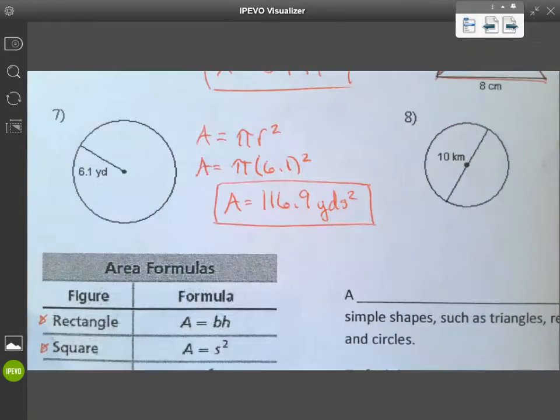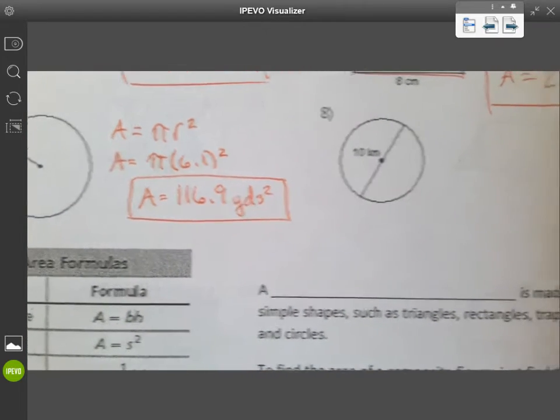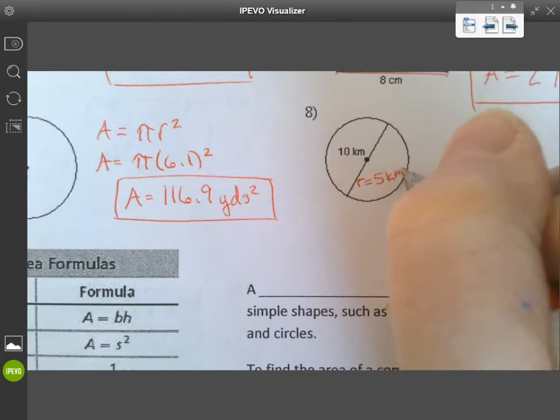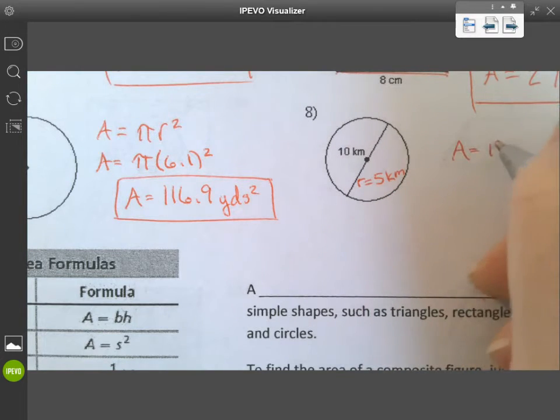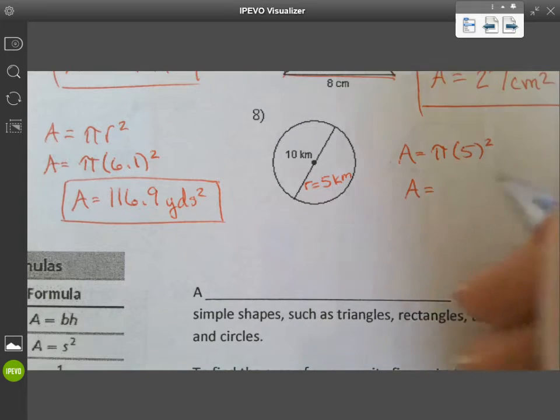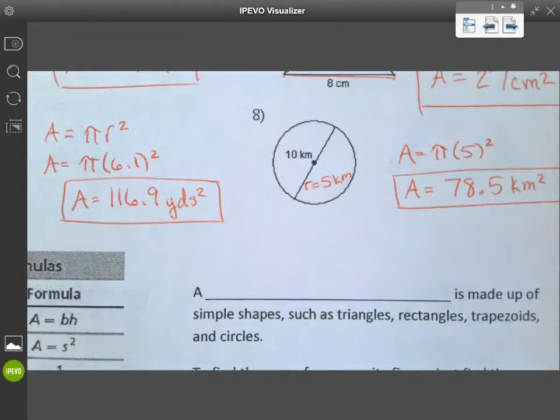Okay, now in number 10, they didn't give me the radius. What's this called when it goes the whole way across? Diameter. So what is my radius? 5, it's half of that. So when I go to do area, I have to use the radius. So type that in the calculator, and I get 78.5, and we label it kilometers, however you want to say it, squared.